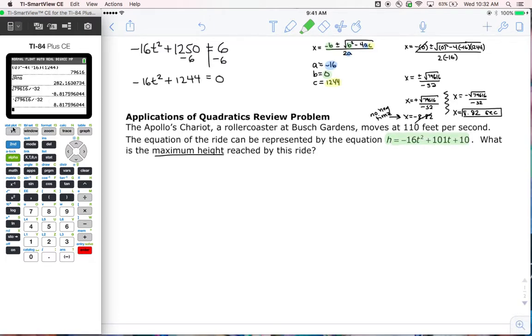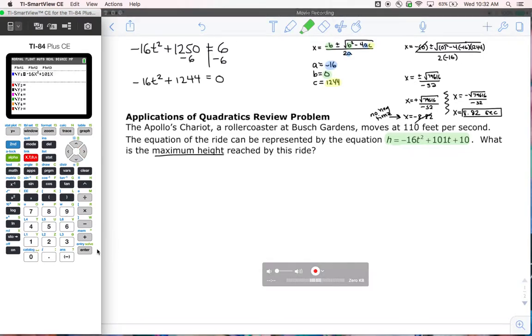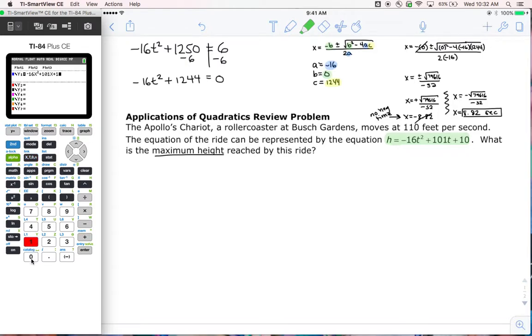So you guys hopefully know that the first thing I'm going to do is try and put it in my calculator. So I've already got negative 16x squared in there. I'm going to do plus 101x plus 10. And I'm going to look at my graph. Well, I want to be able to see the highest point, right? Because it's asking for the maximum height. So I'm going to mess with my window.